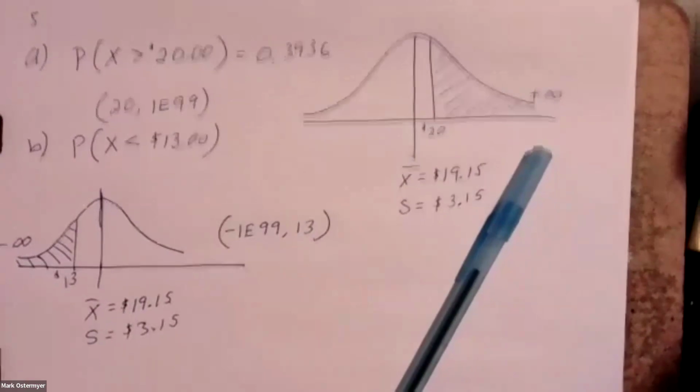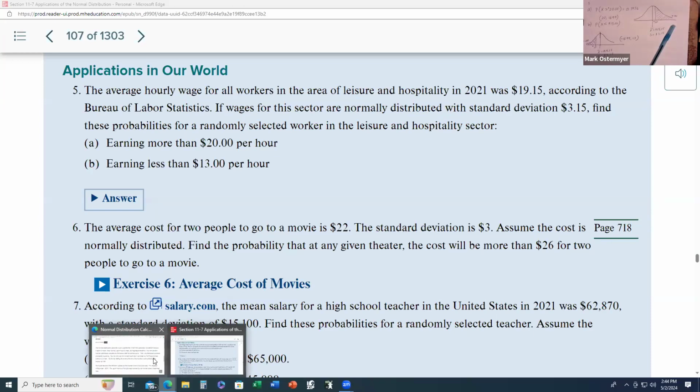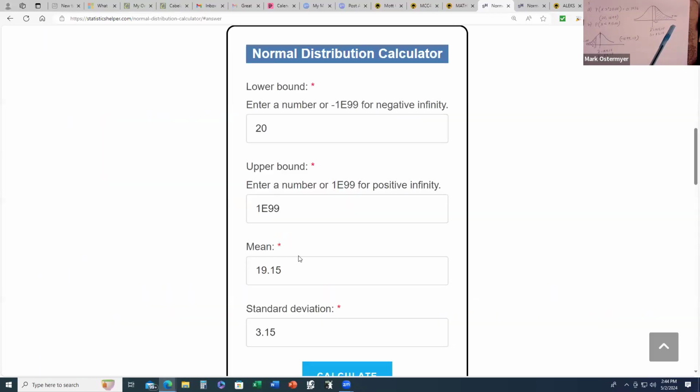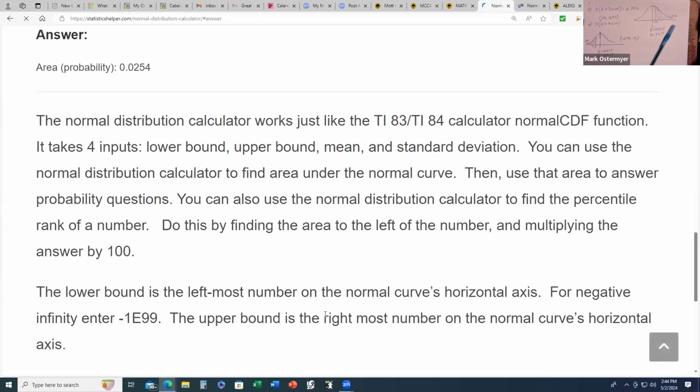So let's go to our normal calculator. And let's type in our lower bound, which is negative infinity, which is negative 1E99. The upper bound is $13. The mean is $19.15. Standard deviation again is $3.15. Click on calculate, and you have your probability. And there's your answer, 0.0254.